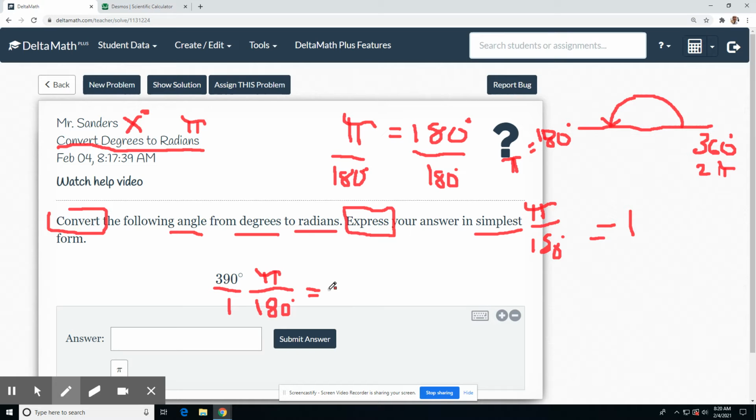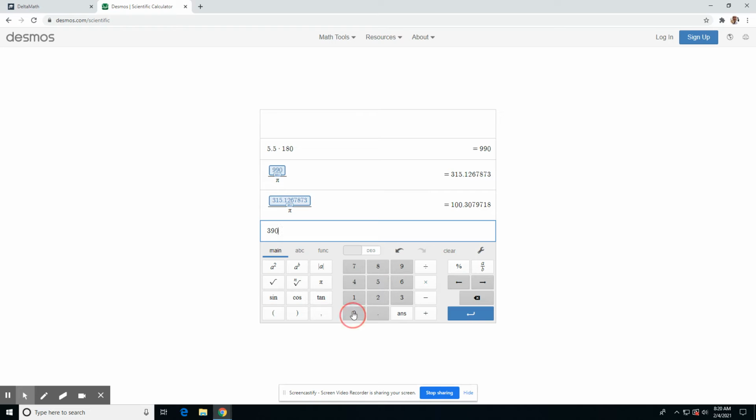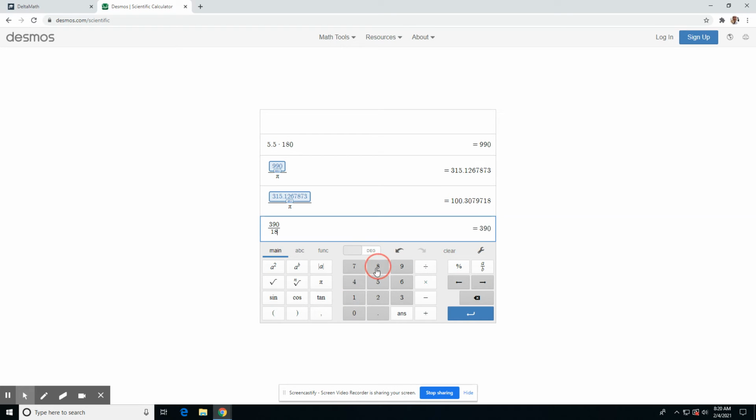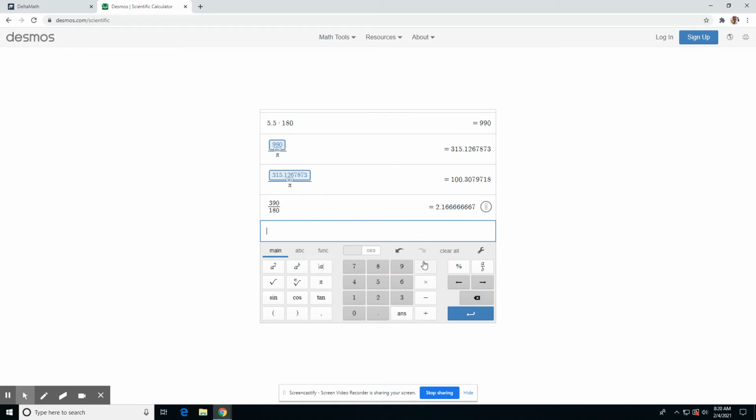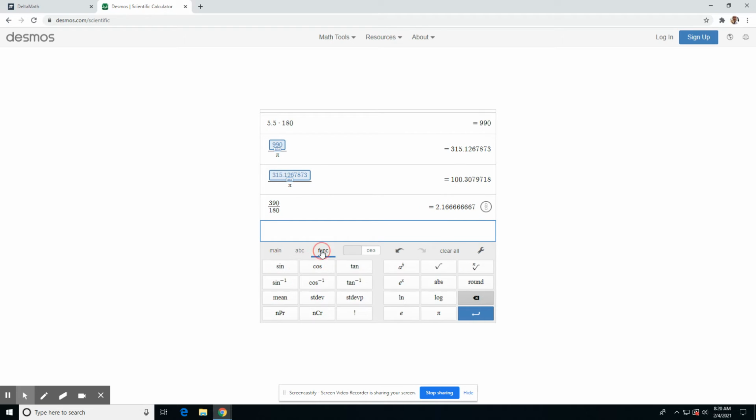And they want it in simplest terms. So 390 over 180, let's see what that is over here. 390 divided by 180, and can we make that into a fraction? Let's see. Does this work? Nope. Let's go ahead and clear that. Fractions. I'm not seeing it. Nope.